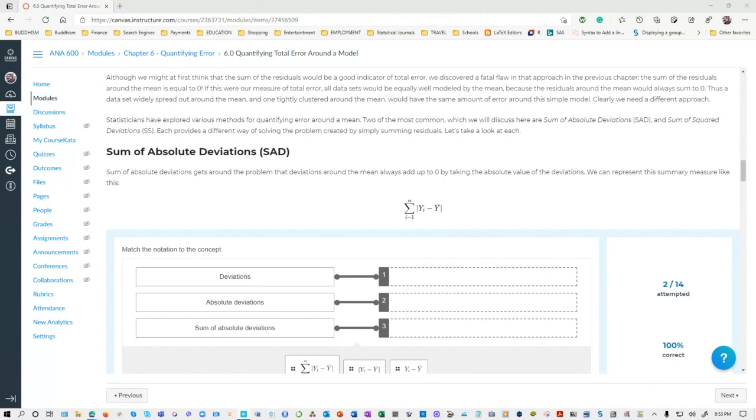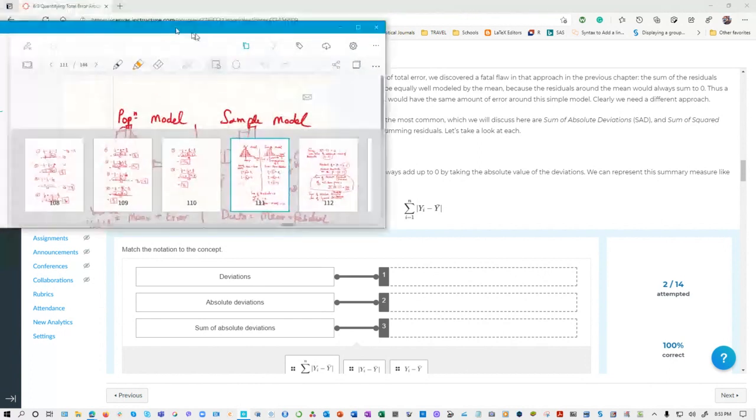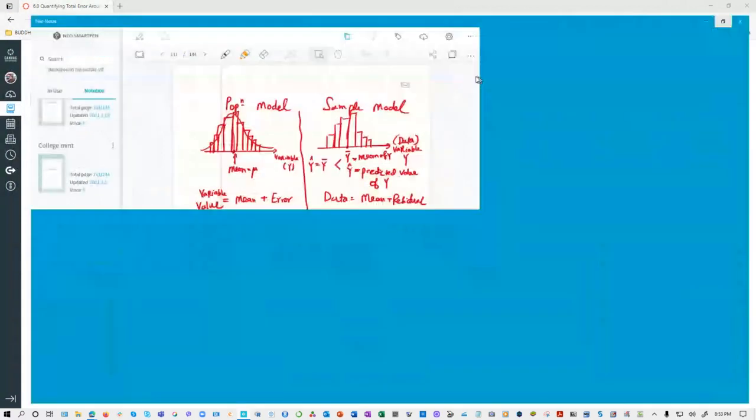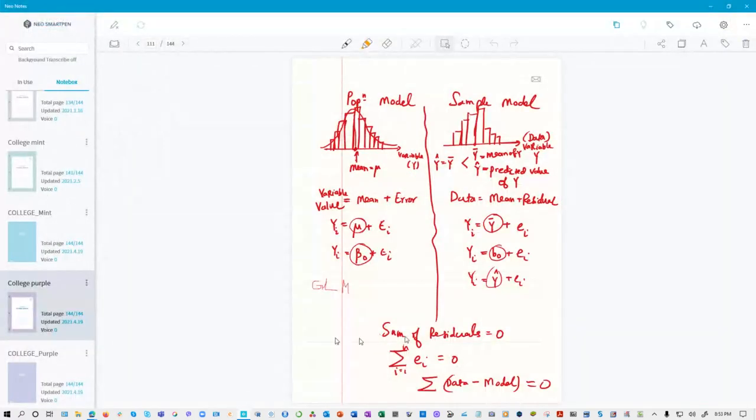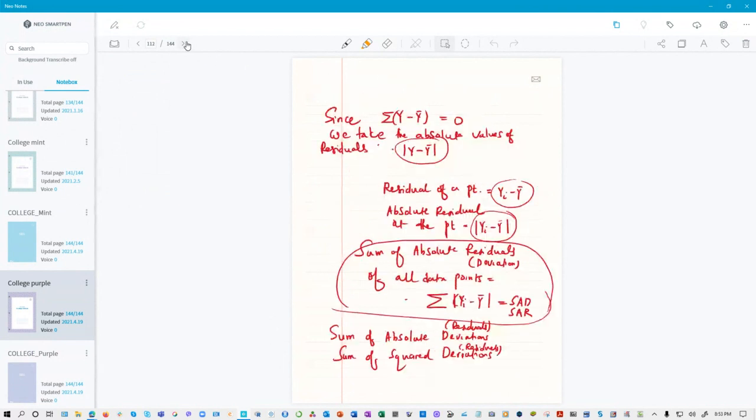Yeah, it's the same thing that we had earlier. Look at what we did. There are several ways the population model and my sample model can be written. Then I found the sum of residuals. The sum of residuals is data minus the model, always 0. Since this term equals 0, that means the sum of residuals is 0.